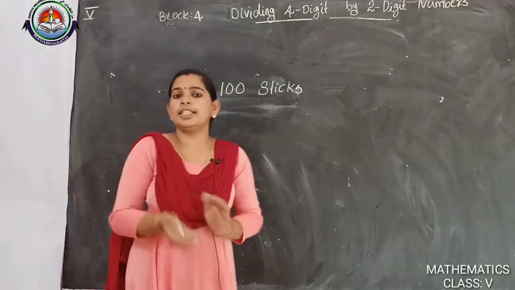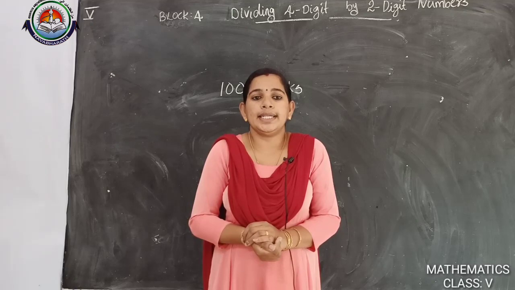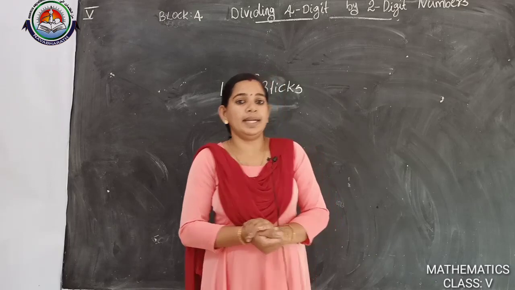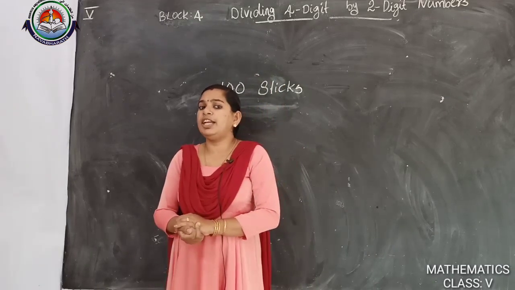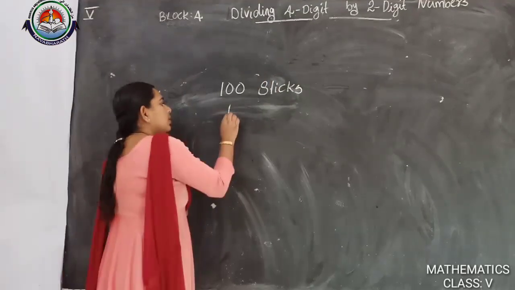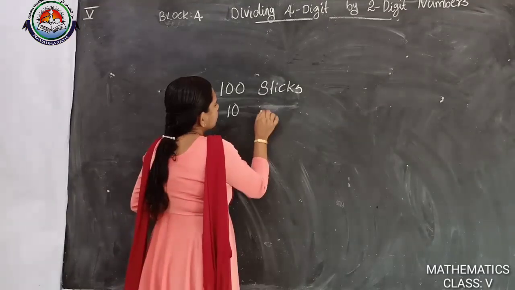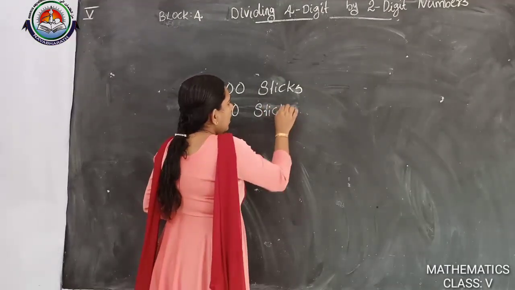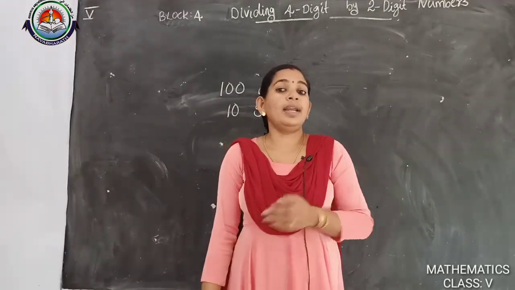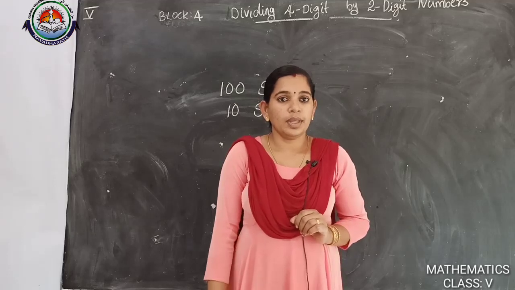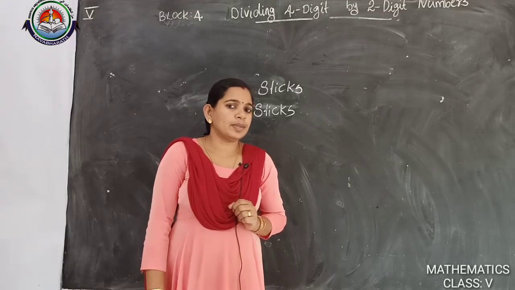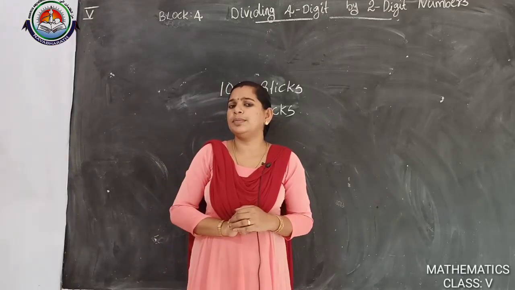Then, after taking these 100 sticks, you want to make some bundles. In each bundle, we need 10 sticks. How many sticks? 10 sticks. Then make the bundles. Total 100 sticks. We want to make some bundles. In each bundle, we need 10 sticks. Okay. Finished? Then, how many bundles did you get?